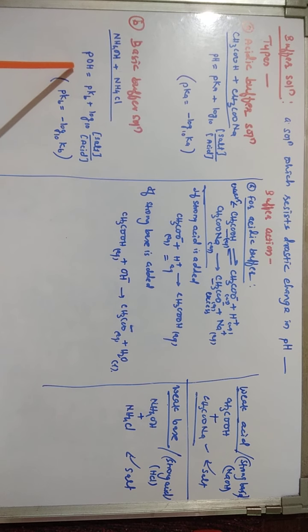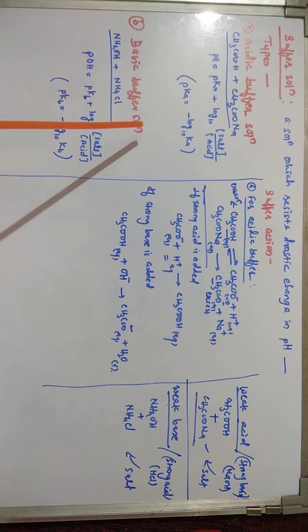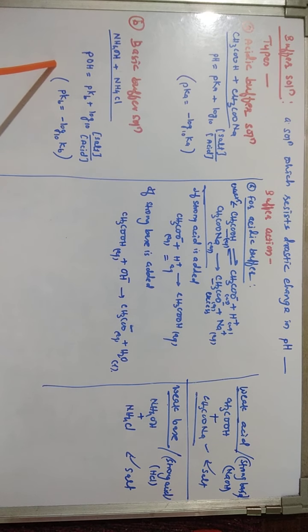Now, the pOH value of the basic buffer solution is expressed as pOH is equal to pKb plus the log to the base 10 of concentration of salt divided by concentration of base, where pKb is given as minus log to the base 10 of Kb, where Kb is the base dissociation constant. So this is about the acidic and basic buffer and the expression of pH and pOH values.